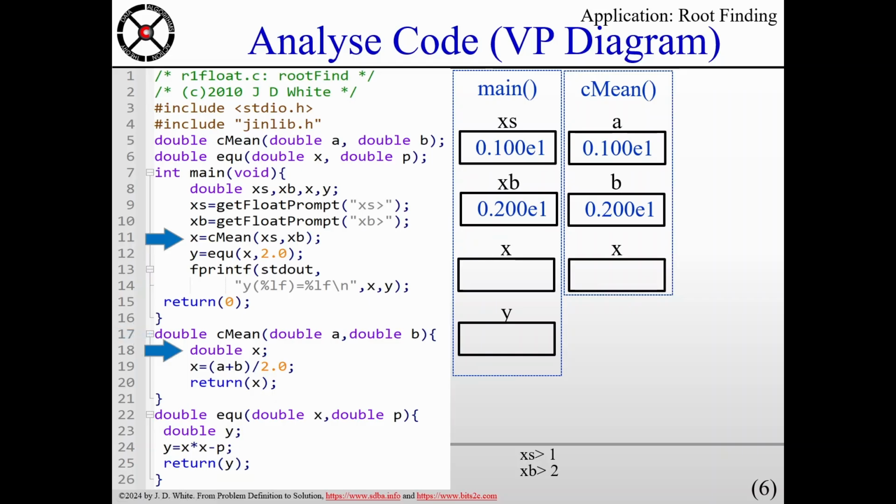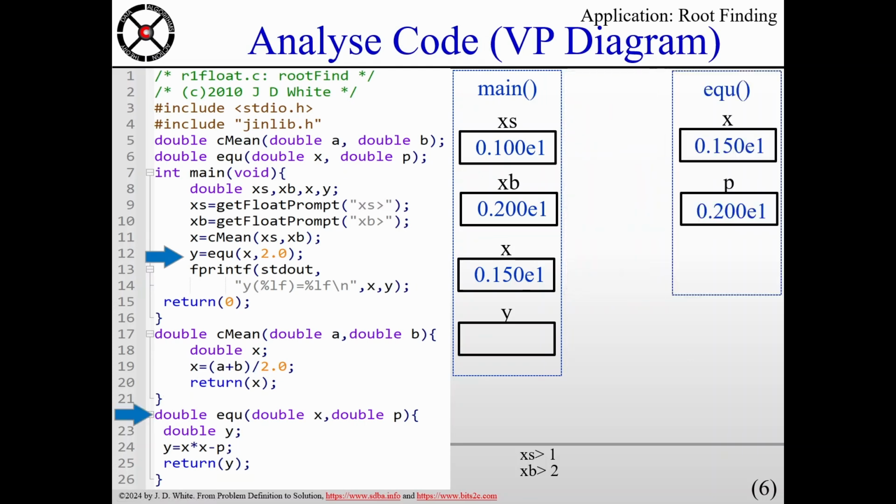It then creates its own container X to store the calculation result. It takes the value out of container A, takes the value out of container B, adds them together, divides it by 2, and puts the value into container X. And then finally we return X to the main function.